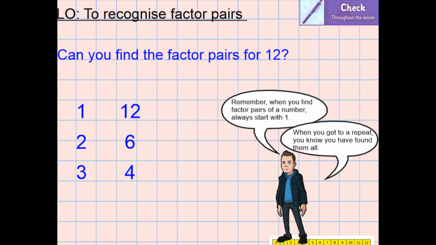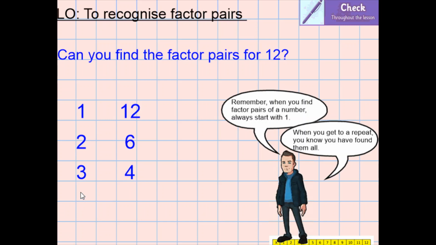How did you get on with that, Year 4? Let's have a look at the answers together. Well, we know that 12 would go with 1. 1 times 12 is 12. 2 times 6 would be 12. So 2 and 6 are factors. They're a pair because they multiplied together. And then we've got 3 and 4.